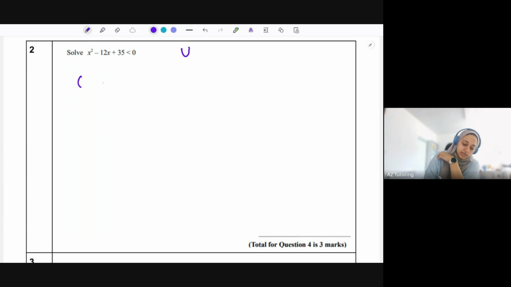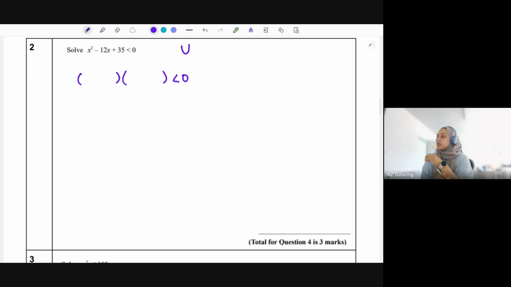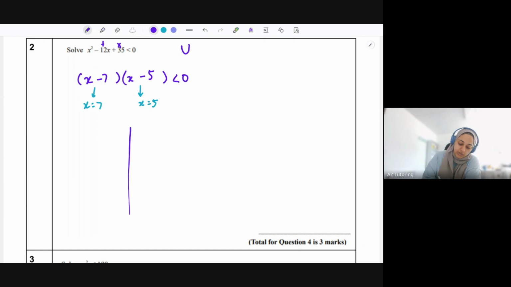So like last time, I'm going to attempt to factorize it. You can use the quadratic formula to solve for x as well. You'll still get the marks. You're just essentially finding where it crosses the x-axis. So two numbers that multiply to give 35 and add to give minus 12. That would be minus 7 and minus 5. So minus 7 times minus 5 gives me 35, and minus 7 add minus 5 gives me minus 12. So our two x values are x equals 7 and x equals 5, just the opposite. And now we can sketch the graph. So, sketching the graph.